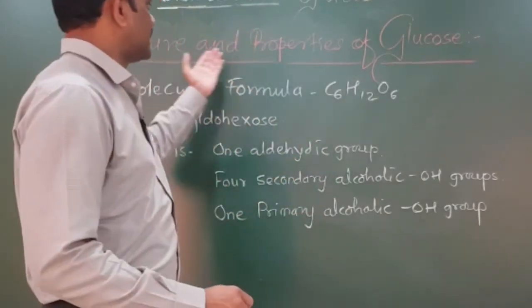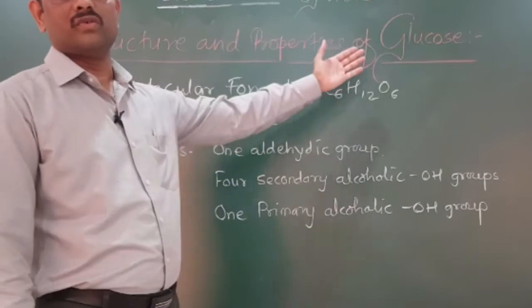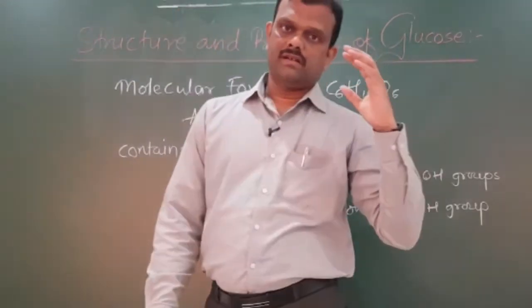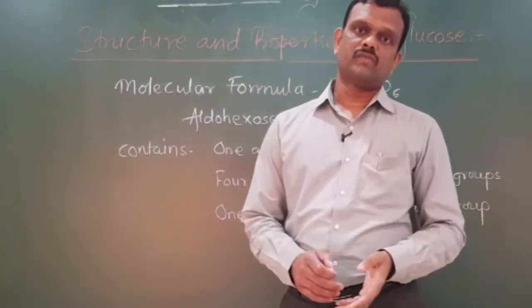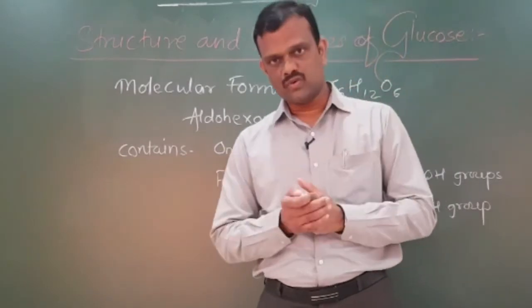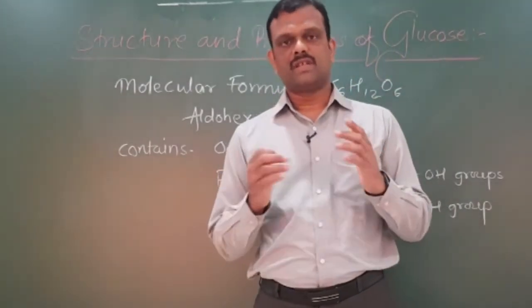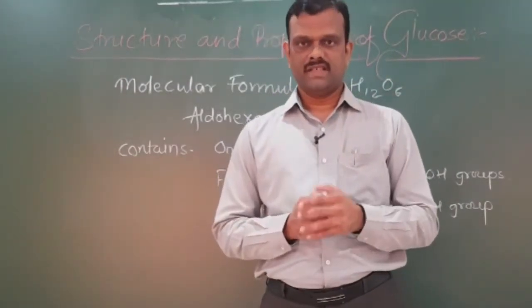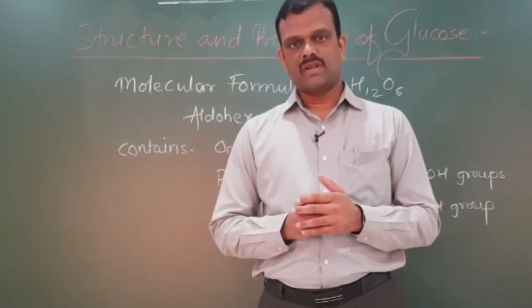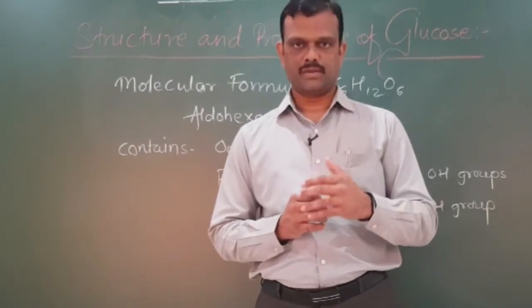Now what we have to do, we have to prove all these facts on the basis of chemical properties. For that purpose I have written here properties of glucose. To provide the evidences for the open chain structure of glucose, we have to consider some chemical properties. Let's check the chemical properties of this glucose.